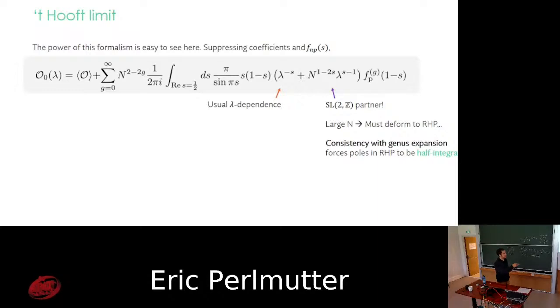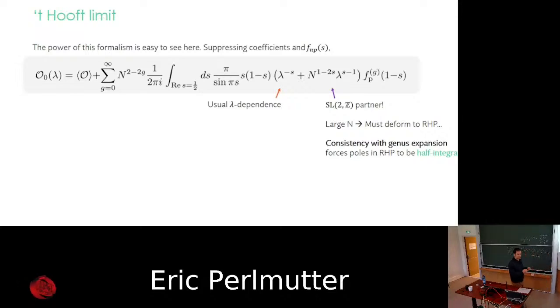But the main point is that you have these two terms. This one looks sort of normal, like it's going to give you the lambda dependence of whatever you're talking about. And this one looks a bit funny, but it's an SL(2,Z) partner in the sense that it comes from this Eisenstein zero mode. And it has various implications, one of which is what I said before. Another is that the genus expansion means observables have a 1 over N expansion in powers of 1 over N squared. So here, without any other terms, in particular with this non-perturbative piece turned off, the poles have to be at half-integer values of s, otherwise you'd violate that condition.